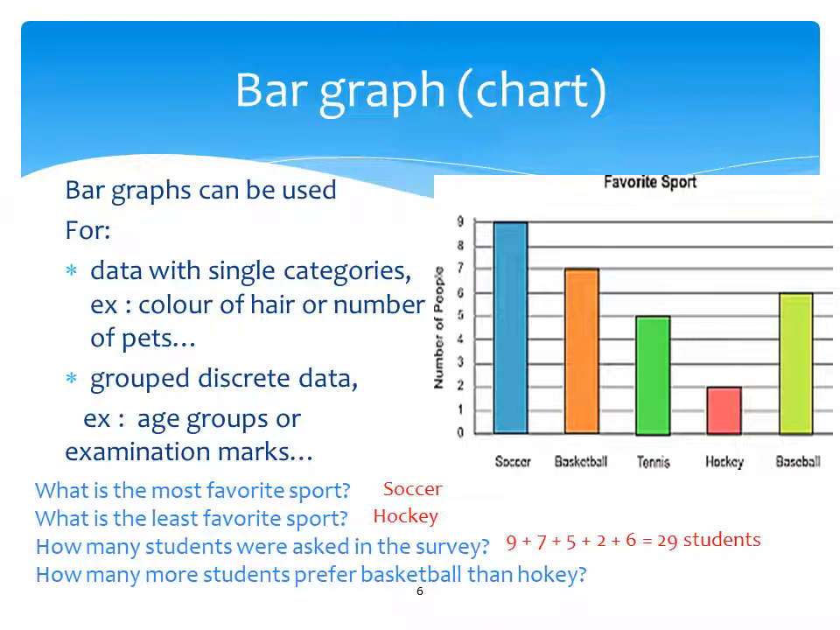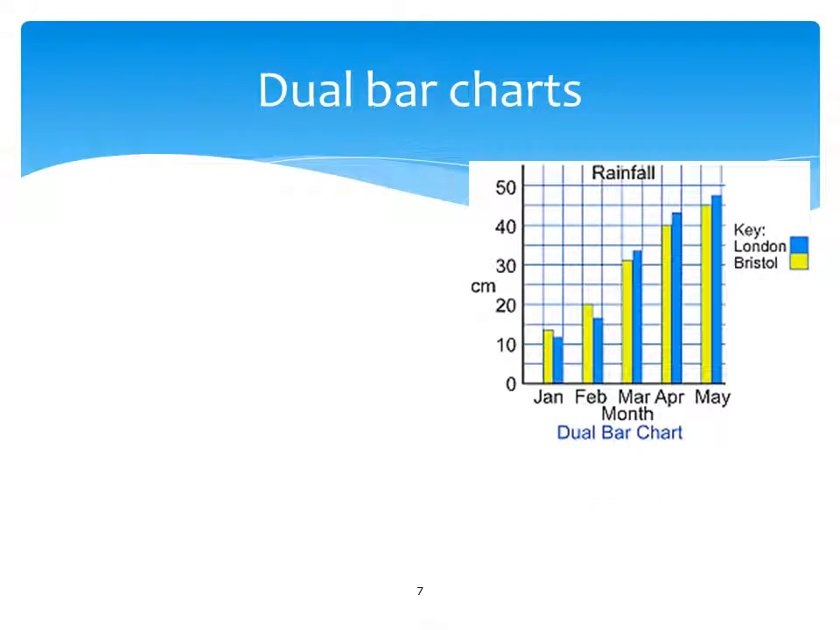How many more students prefer basketball than hockey? Basketball has 7 students while hockey has 2 students, so 7 minus 2 is 5.